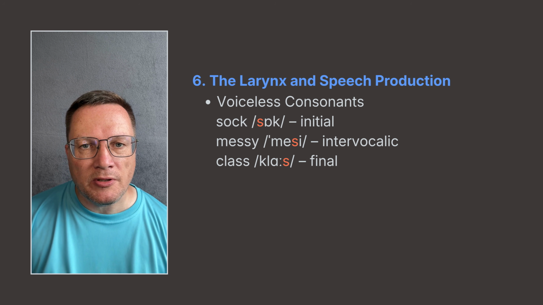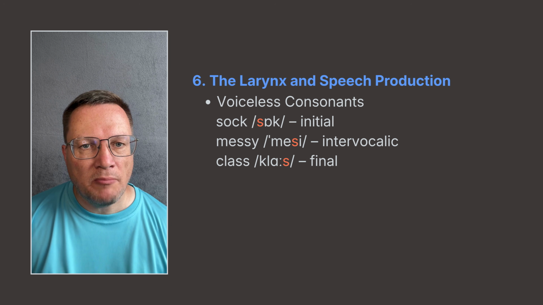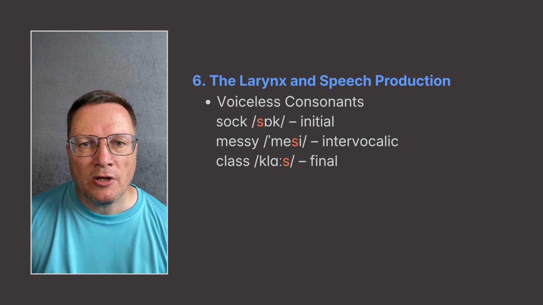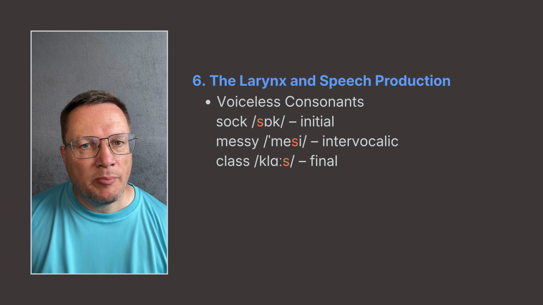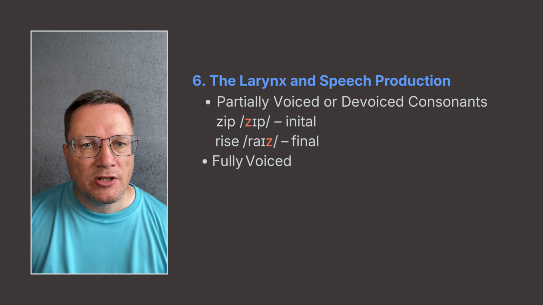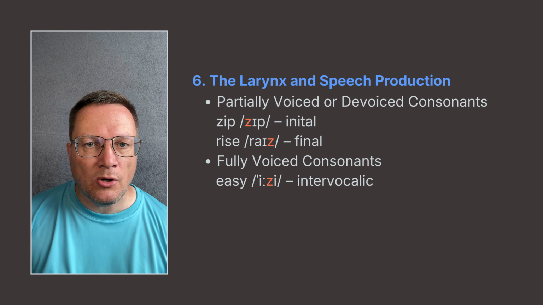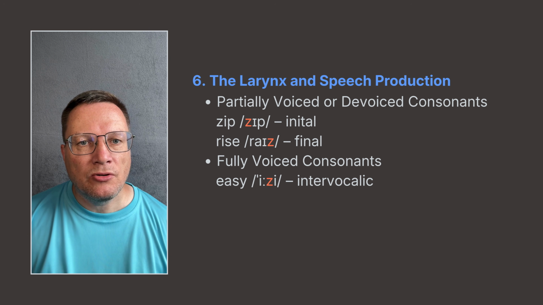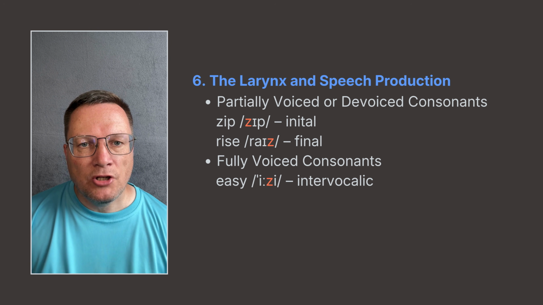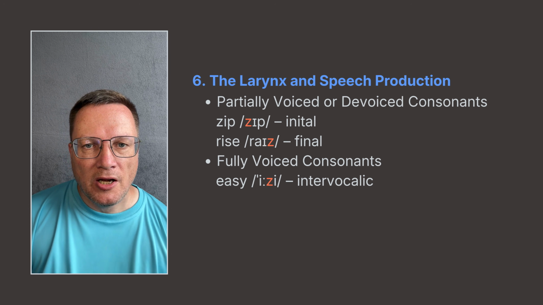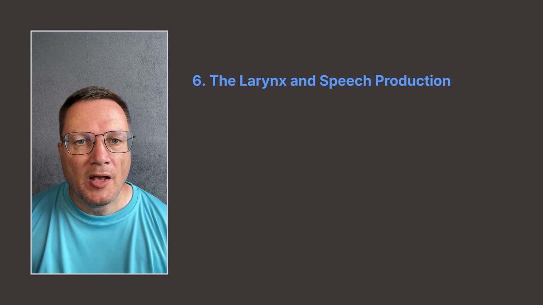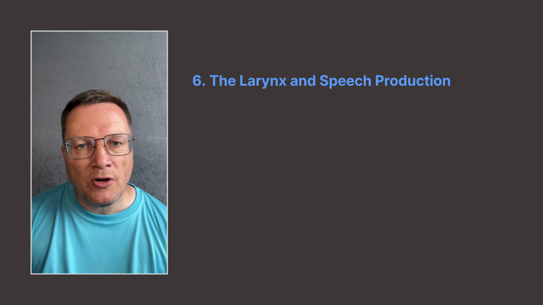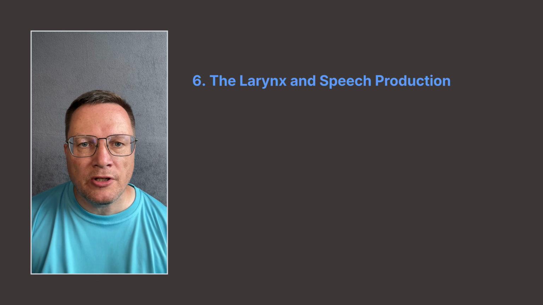Compare the following examples. In sock, class, and messy, the consonants remain voiceless regardless of their position in a word. By contrast, at the beginning or end of an utterance, voiced consonants are often only partially voiced and may even be completely devoiced, as in zip and rise. Full voicing usually occurs when a voiced consonant is surrounded by voiced sounds, as in easy. The vibration of the vocal folds is what distinguishes voiced consonants from voiceless consonants.